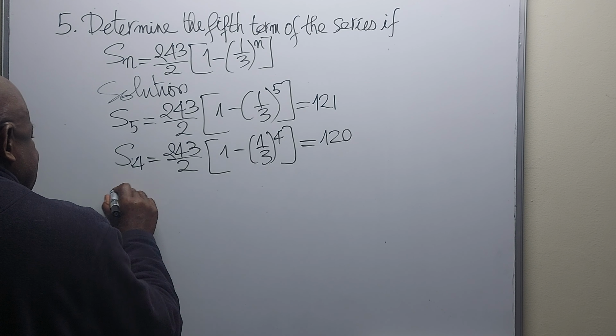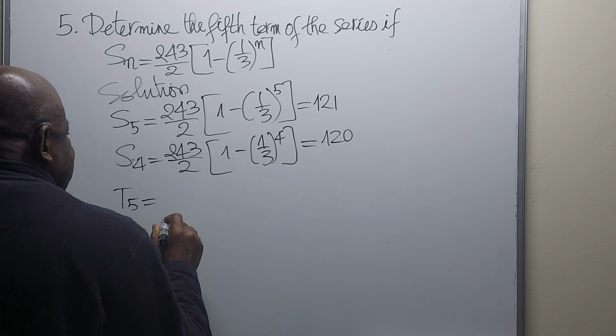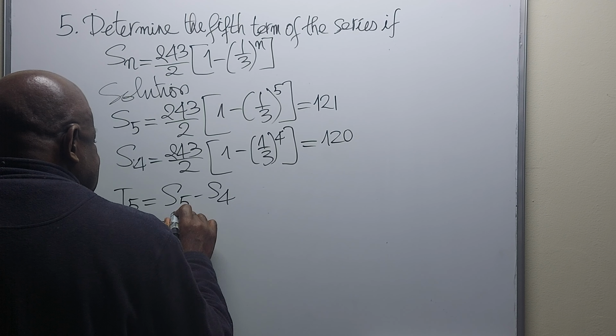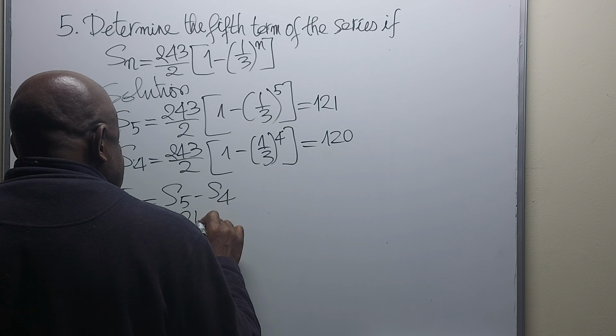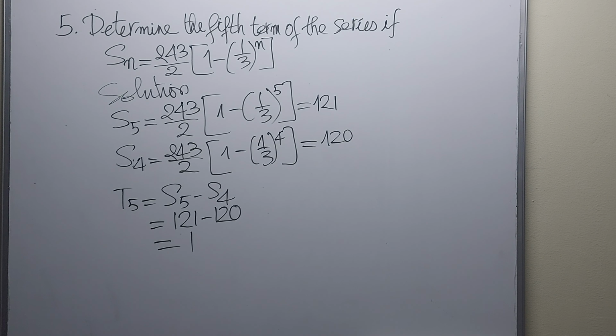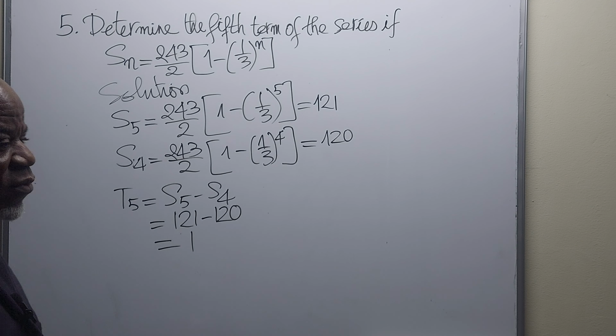So our T5 will be equal to S5 minus S4. This will be 121 minus 120. Then the answer is 1. T5 is equal to 1.